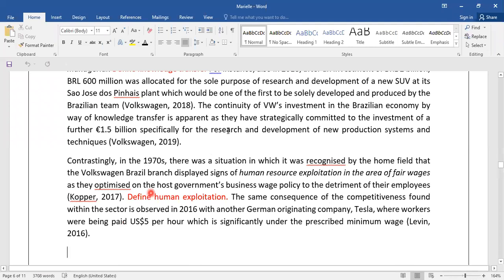Contrastingly, in the 70s, there was a situation in which it was recognized that Volkswagen Brazil displayed signs of human exploitation, again, by not having fair wages and by not complying with the government's wage policy, which was detrimental to the employees. Again, define human exploitation. What would have been good, Mariel? Now, you also say here that other companies like Tesla engage in such a breach. What would be really good is if you found the data for the actual salaries. So you said that they were paid $5 less.